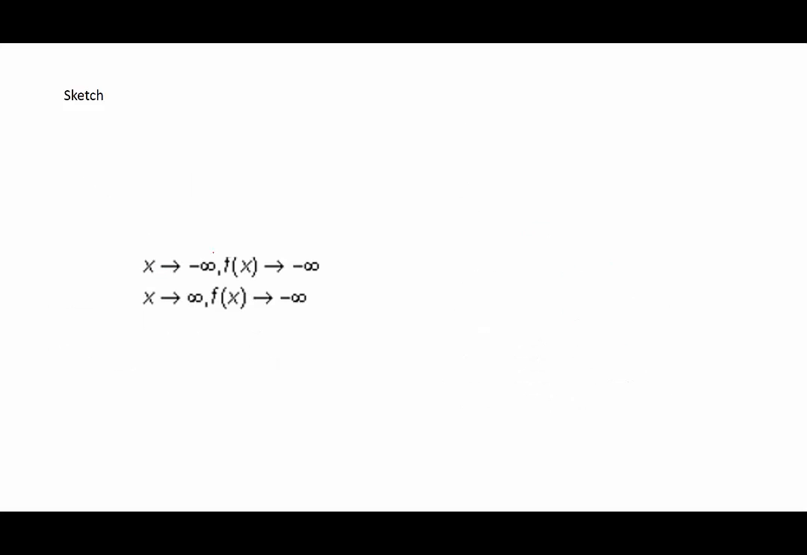As x goes to negative infinity, on the left, the function goes down. So on the left, the function goes down. As x goes to positive infinity means on the right, the function also goes down. Down on the left, down on the right.